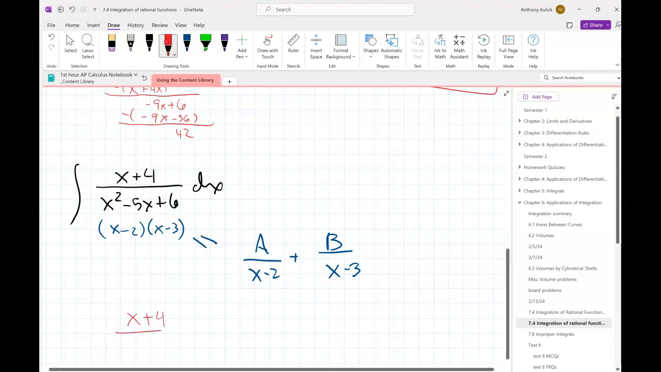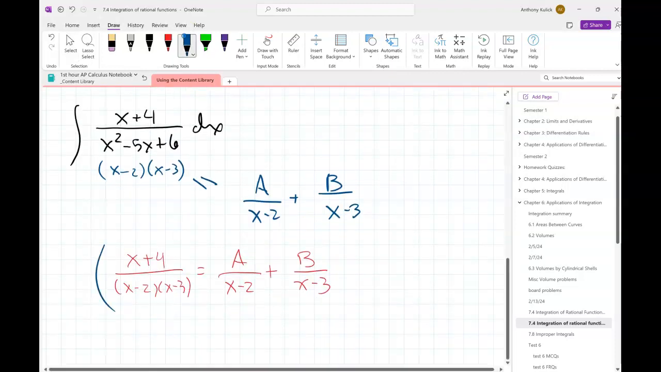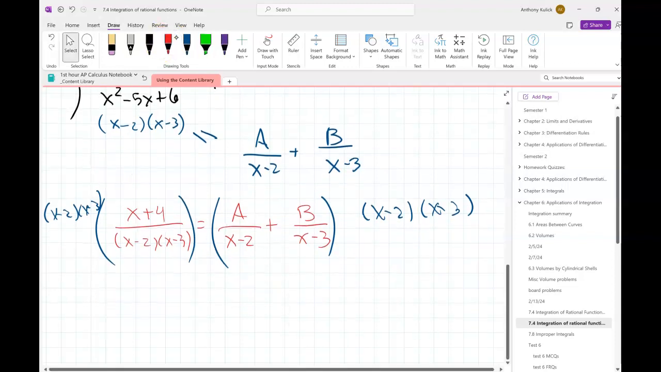So I have my x plus 4 over x minus 2 times x minus 3. And I'm going to break that up into something over x minus 2 plus something over x minus 3. I'm going to treat that like a system to solve and multiply both sides of my equation by that x minus 2 times x minus 3, just the least common multiple of the denominators.